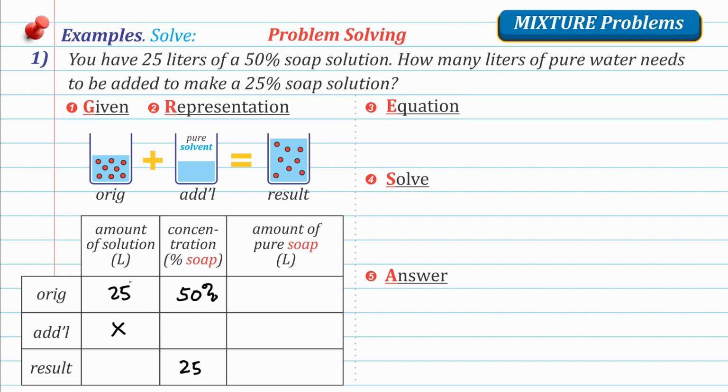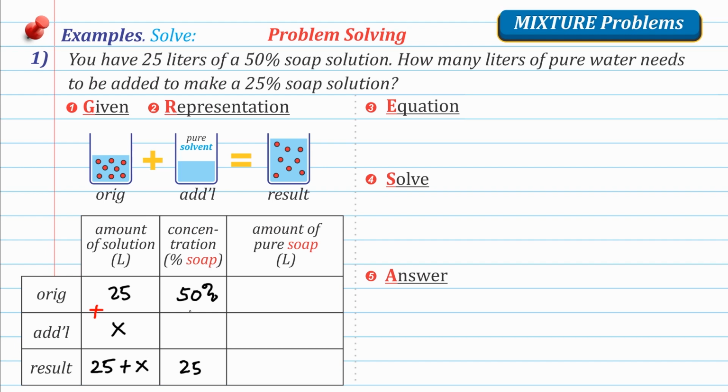Now, notice, originally you have 25 liters. Then, you add something. Of course, the result will be the sum of these 2. So that's a trick. You add this to get the result. So combining, we have 25 plus X. That must be the result. Now, you did that here. 50 plus something is equal to 25. Please don't commit that mistake. You only add amounts. 25 plus X is 25 plus X. But concentration, you do not do that.